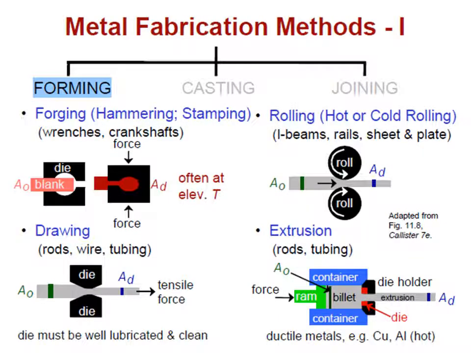You can have the metal fabrication methods. There are three things: one is forming, another one is casting, and another one is joining. Forming means it can be forged, hammered, stamped and rolled. By making a die, you can shape it using force. By rolling, thin sheets are made and rolled into the needed shapes.